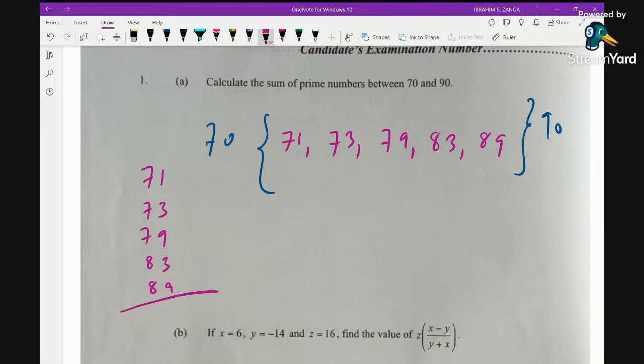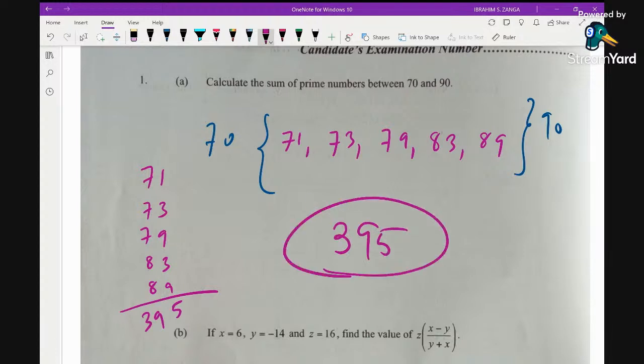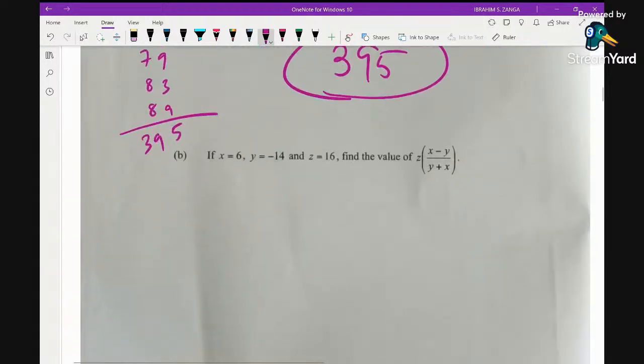When you add the units, 1 plus 3 is 4, 13, 16, 16 plus 9, you get 25. You go with 2, so it is 9, 16, 23, 31, 39. So the sum of all the prime numbers is 395, dear friends.